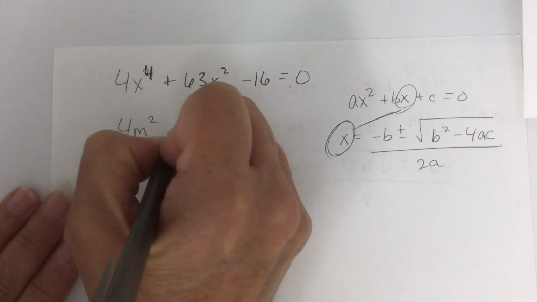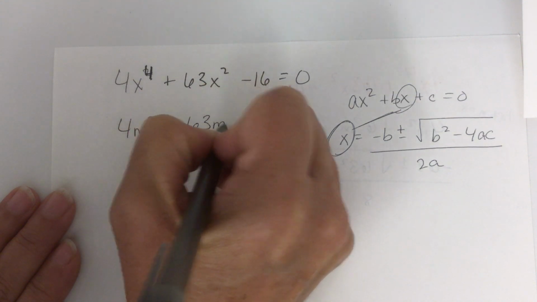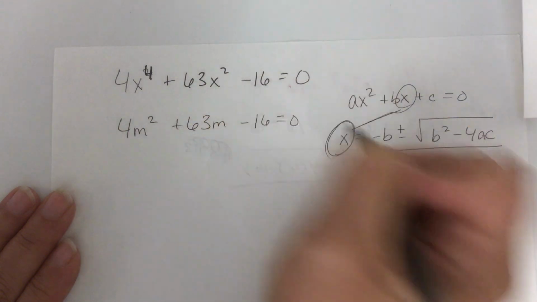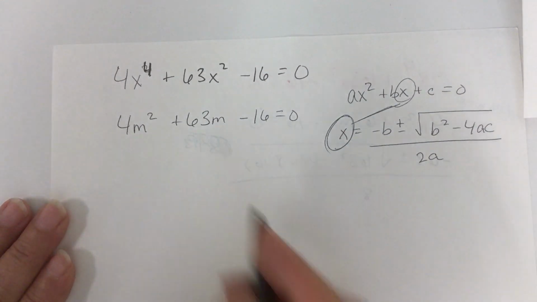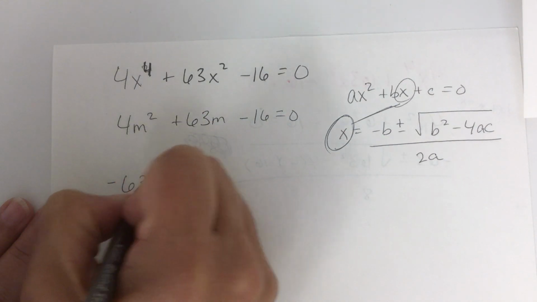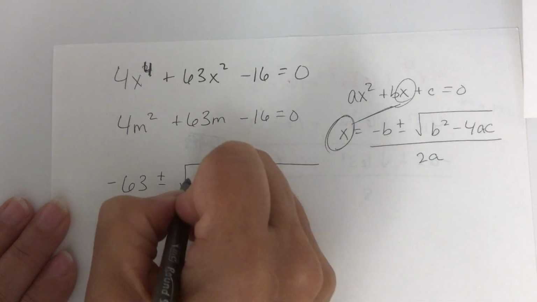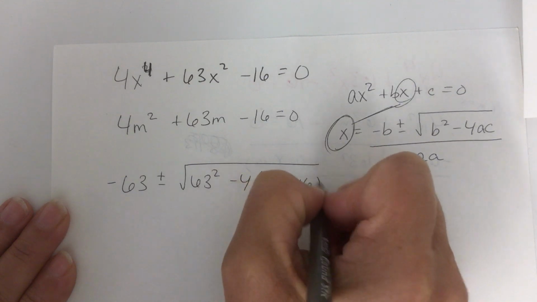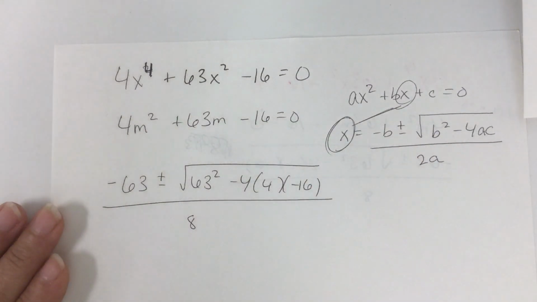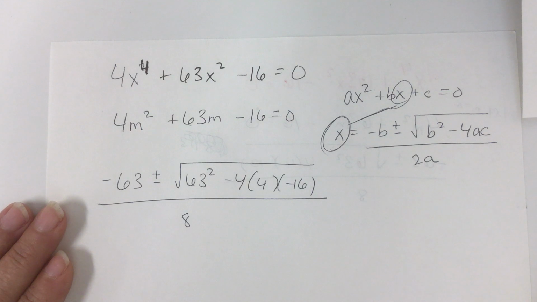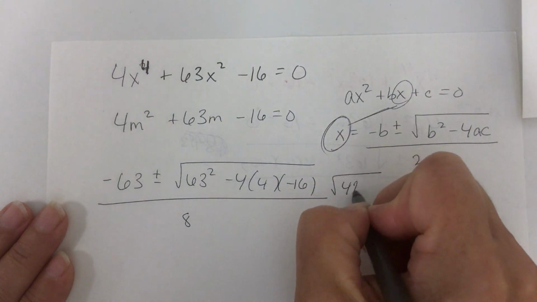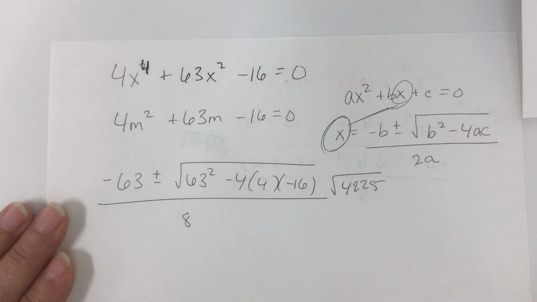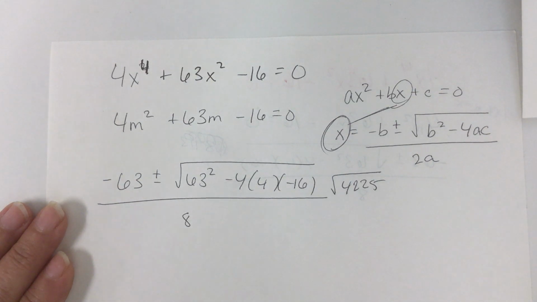It might be easier for you to rewrite this and say, well, this is like if it was 4m squared plus 63m minus 16 equals 0. Then you would do the quadratic formula. So you'd have negative 63 plus or minus radical 63 squared minus 4ac all over 2a. So then 63 squared plus 16 times 16 is 4225. Square root of that is 65.